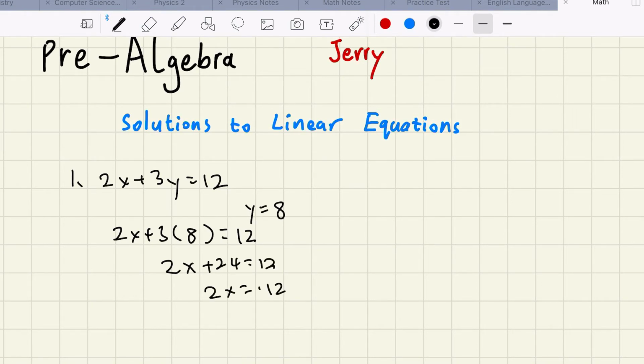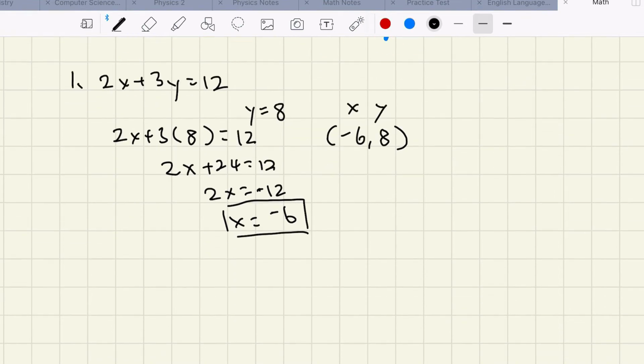2x equals negative 12, and x equals negative 6. So that means x equals negative 6. And since we plugged in y equals 8, the x we get is for that y value. So one of the solutions to this equation will be negative 6, 8. And we write it like this. This is the x value and this is the y value on the Cartesian plane. So again, negative 6 and 8 will be a point on this linear equation. Let's try another one.